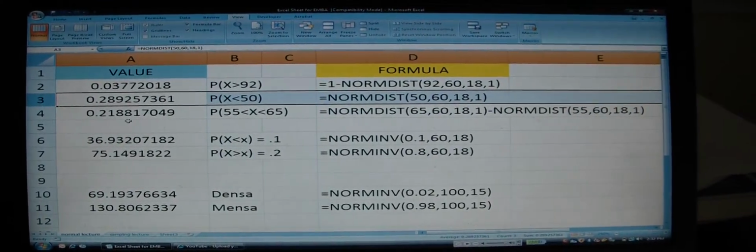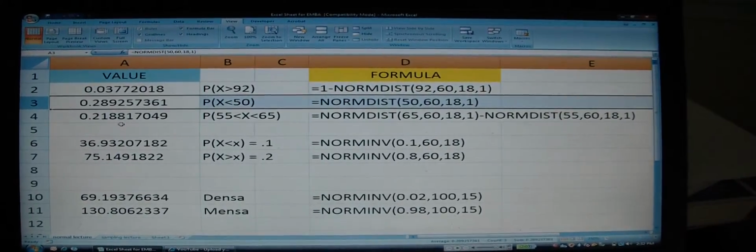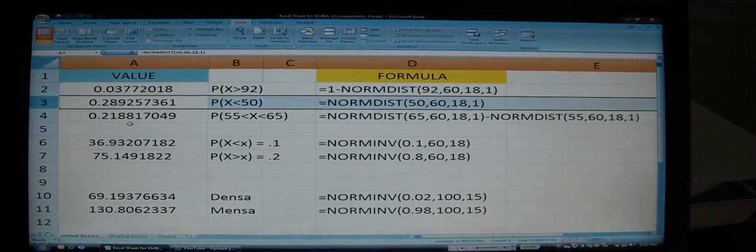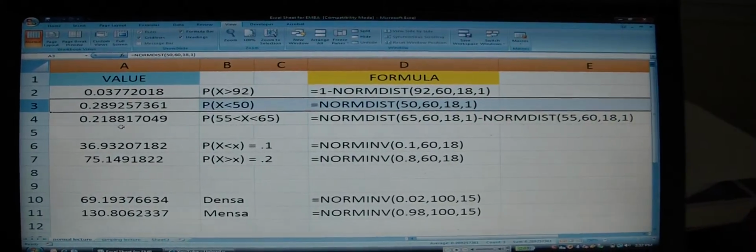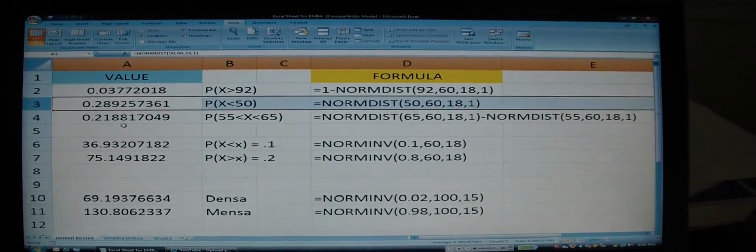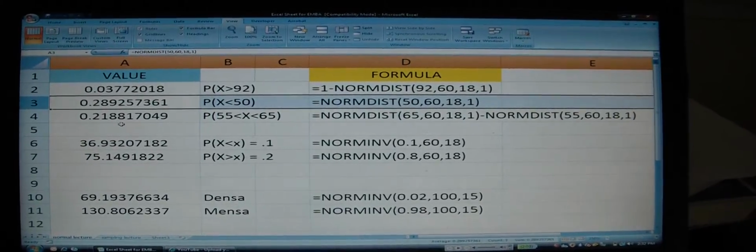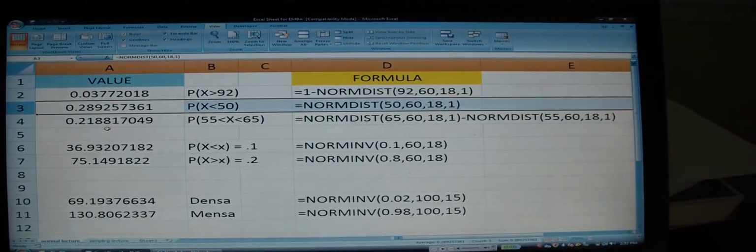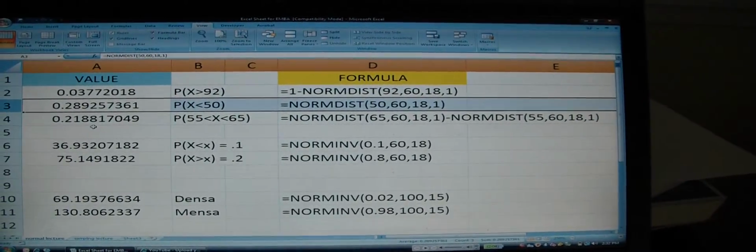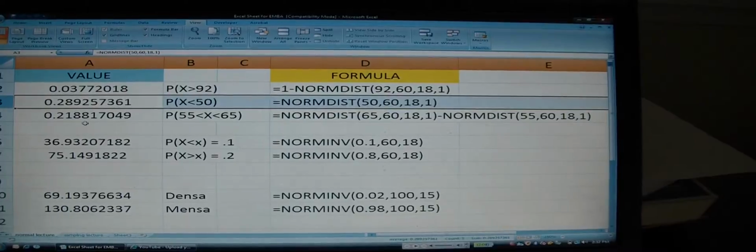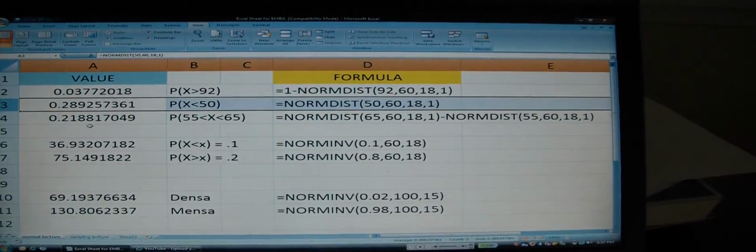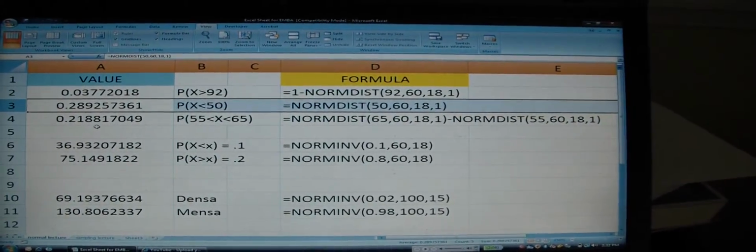I also thought, what about the calculation of the probability of being between two numbers? And to do that, you take the larger number. I'm asking, what is the probability x is between 55 and 65? And so I start with the larger number, 65, and I take the area to the left. And then I consider the second number, 55, and I take the area to its left. And if you subtract those two numbers, you get the area in between 65 and 55, which is in fact that probability that you see there, 0.2188.